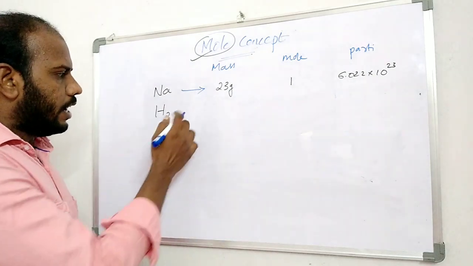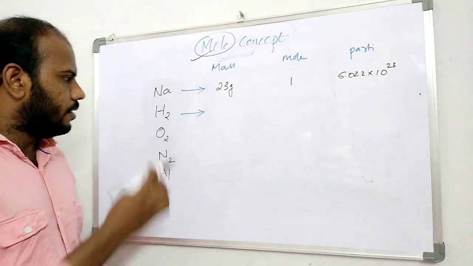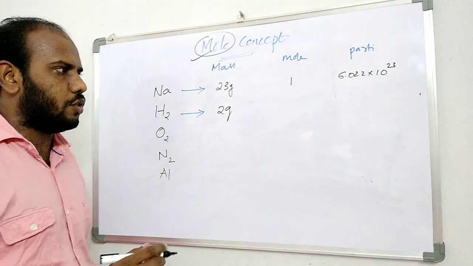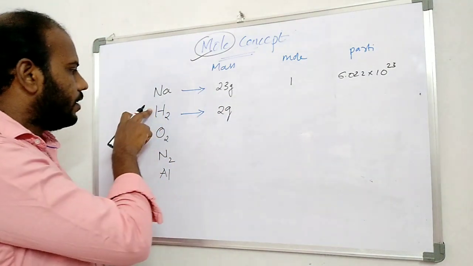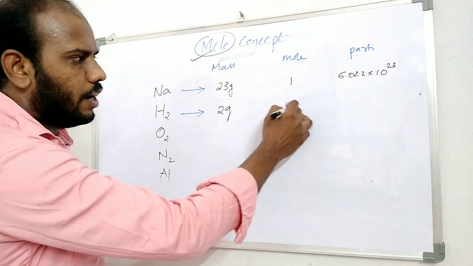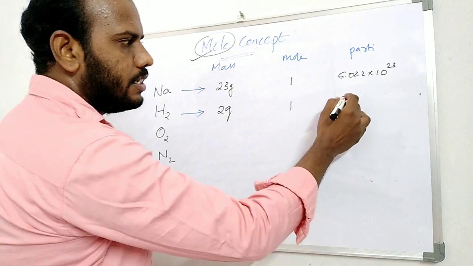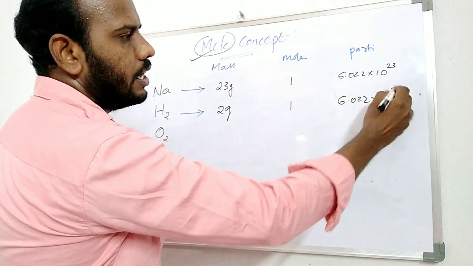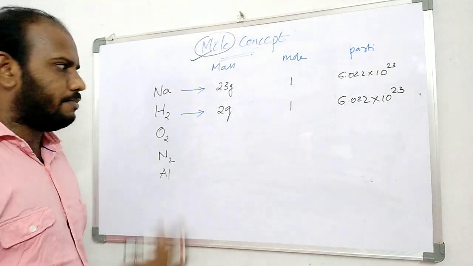Okay, the next one, hydrogen. We know how many gram? Hydrogen 2 gram, because it is diatomic, so we have written it as H2. And how many mole are present? Don't look at this number, we have to look at the coefficient. So 1 mole. How many particles? 6.022 into 10 to the power of 23. So here also you observed the same thing happening.